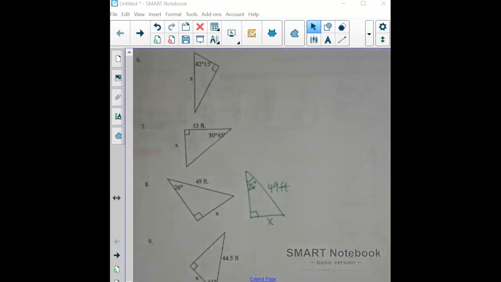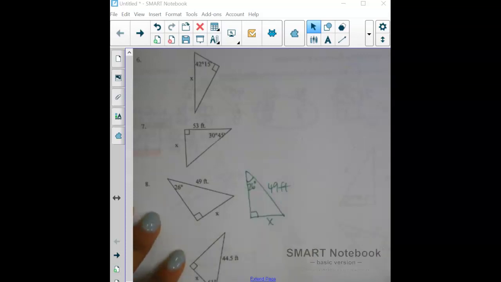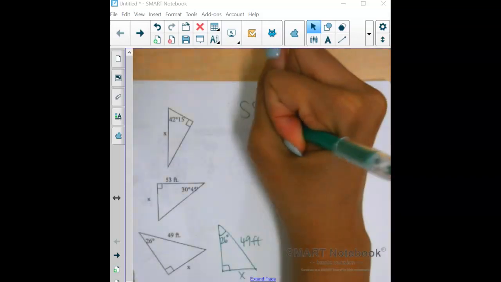It has the same directions from the first page, which says that you need to solve for x and round your answer to 2 decimal places. Okay, so I need to figure out, this isn't a special right triangle. 26 does not have a nice, pretty trick that goes with it. So I'm going to have to use SOHCAHTOA.